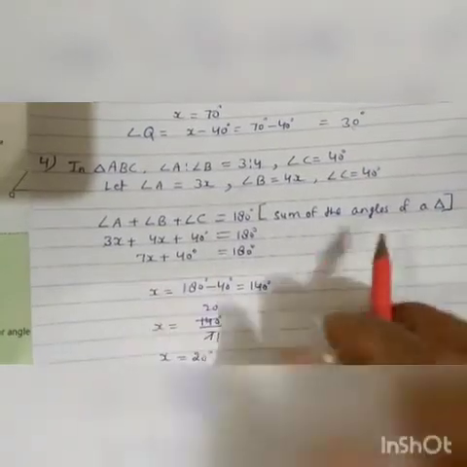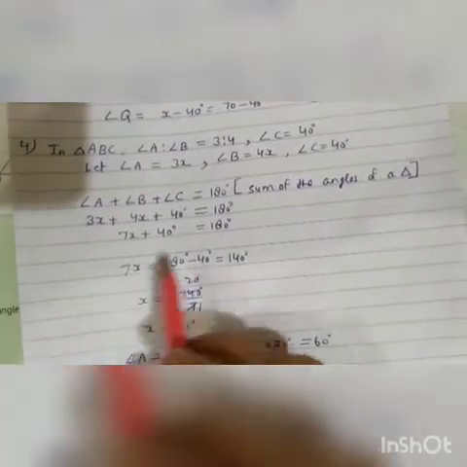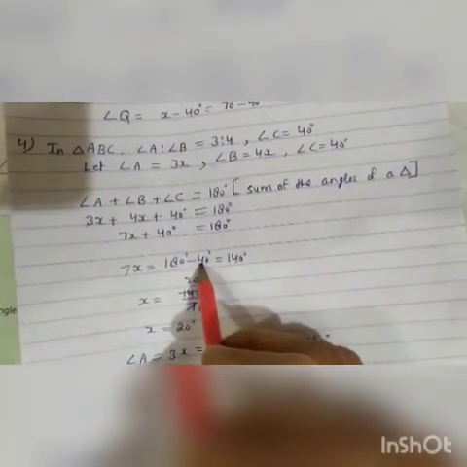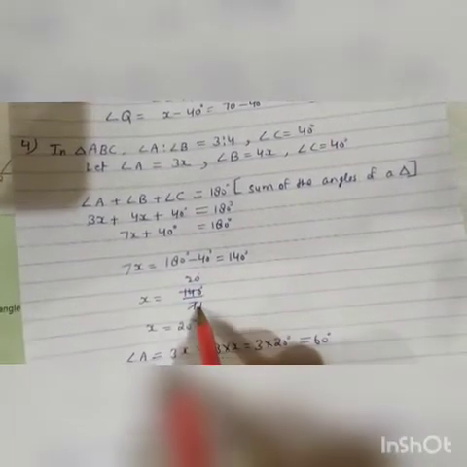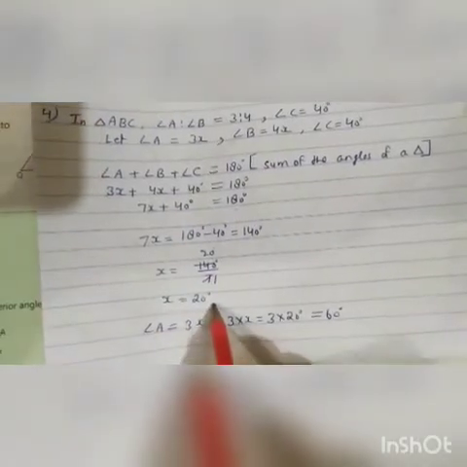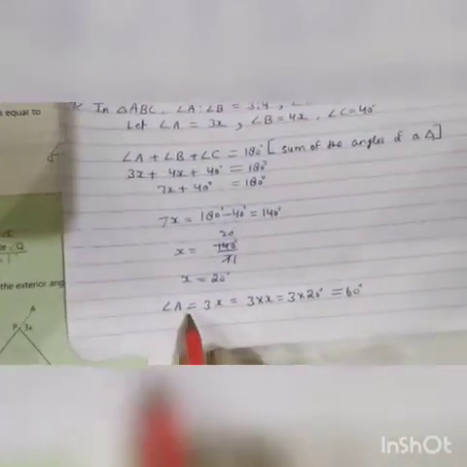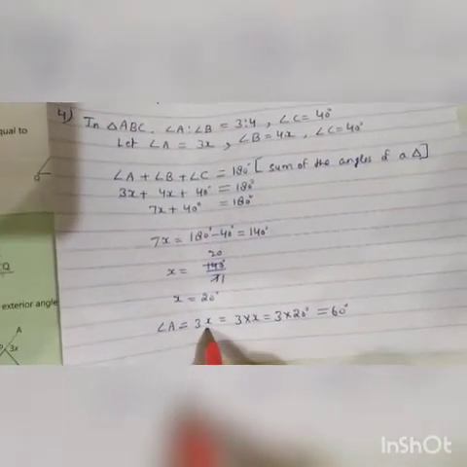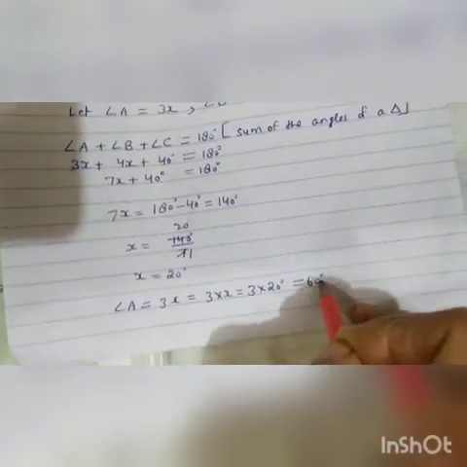Now, students, this is 7x. 7x is equal 180 minus this 40. It is equal 140. Then x is equal 140 upon this 7. 7 1 ja 7, 7 2 ja 14, 0. X is equal 20. So, here we have to find only angle A. Angle A is equal 3x. See here, put the value of x. 3x means 3 into x. So, 3 into 20. It is 3 2 ja 60 degree.